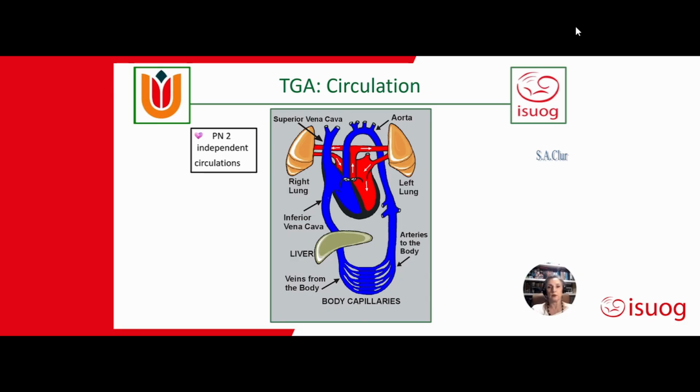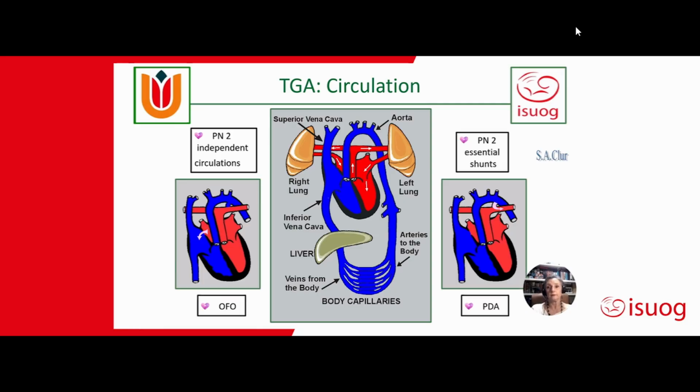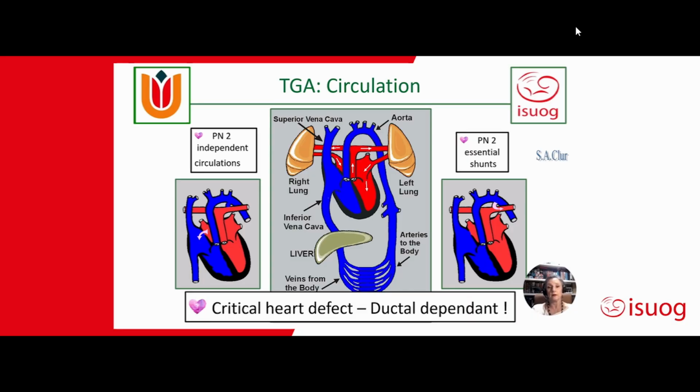This is the situation postnatally. You will see that oxygenated blood comes from the lungs, returns to the left atrium, to the left ventricle, and then via the pulmonary artery is returned to the lungs. So oxygenated blood does not get into the systemic circulation. This is a condition not compatible with life unless we have two shunts open, and those are the foramen ovale and the arterial duct. So this is a critical heart defect that is ductal dependent.